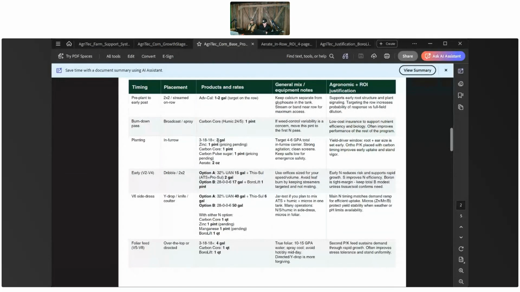So that carbon pulse, once again, is in here, helping holding capacity, helping to feed beneficial bacteria in the rhizosphere. Zinc, we already went over why it's in there.